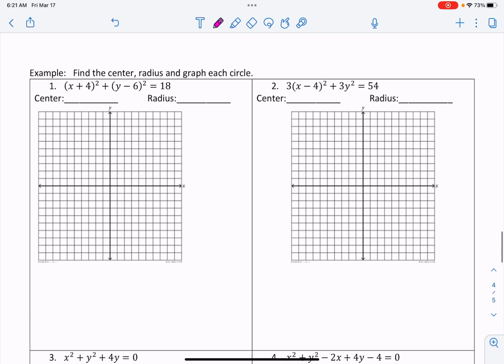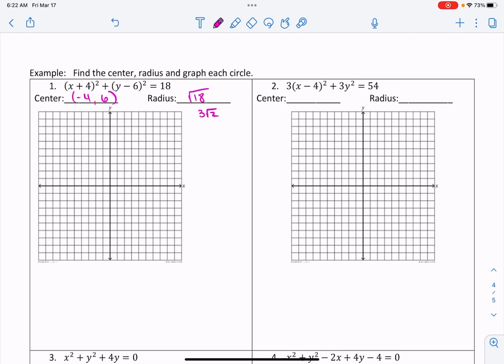Now let's put everything together because now we're going to have to graph here as well. So here, notice the first thing you want to do is always identify your center, which is negative 4, 6. And then the radius is square root of 18. Now you do want to kind of know what the square root of 18 is. Remember that 18 is the same thing as saying 9 times 2, so it'd be 3 square root of 2.